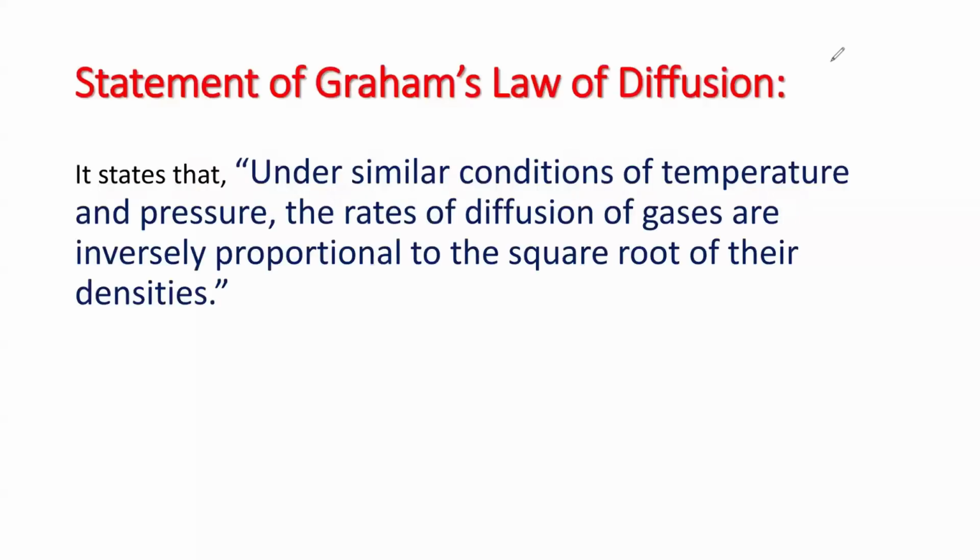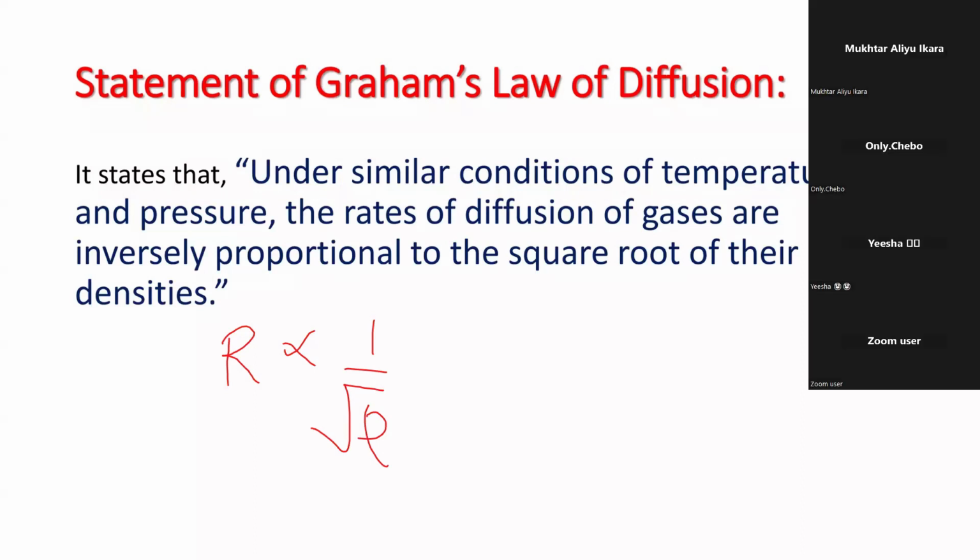So now we are going to look at Graham's law of diffusion. The statement is that Graham's law of diffusion states that under constant temperature and pressure, the rate of diffusion of gases is inversely proportional to the square root of their densities. Let's use R as the rate of diffusion and rho as the density. So the rate of diffusion of gases is inversely proportional to the square root of their density.